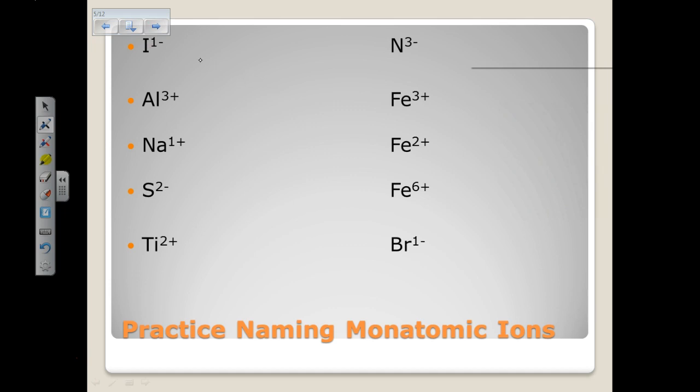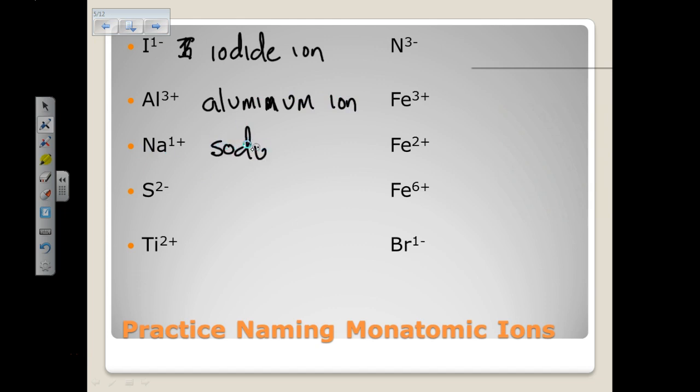Okay, so iodine. Iodine, that's a nonmetal, so that's going to be the iodide ion. Aluminum is considered a main group metal, plus its charge can't change, so it's always going to be 3+. So this is going to be the aluminum ion. This is the sodium ion. Sulfide ion.